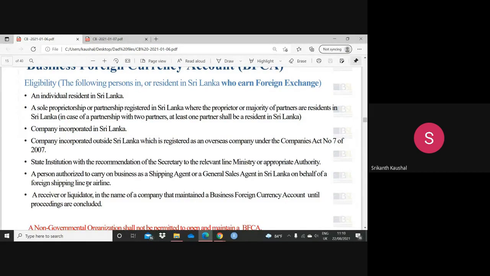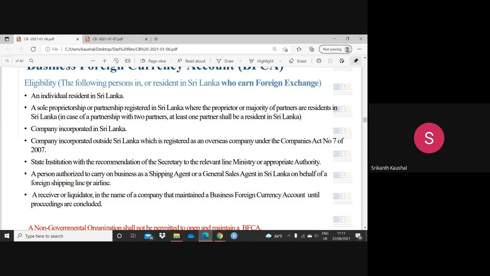Say there is a sole proprietor running a restaurant. There are foreigners coming in, so he can charge foreigners in foreign currency. He comes to the bank and says, I want to open a BFC account. He could open a BFC account, but what document can you ask for?